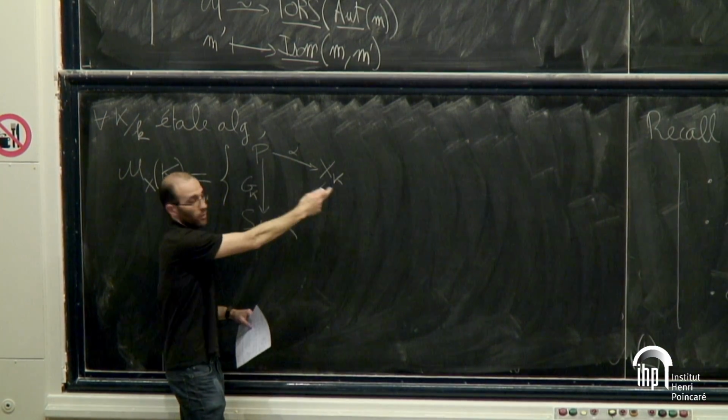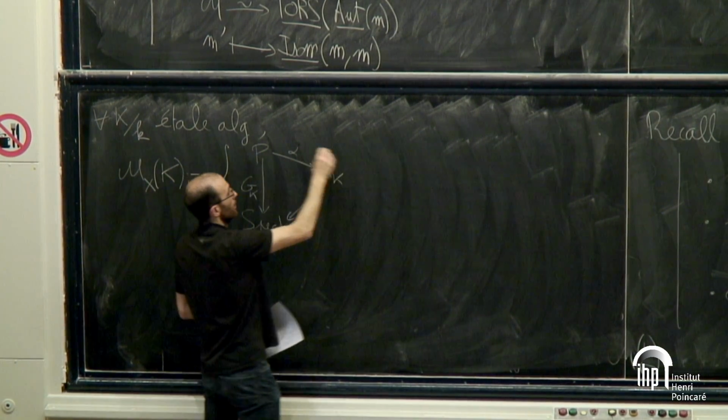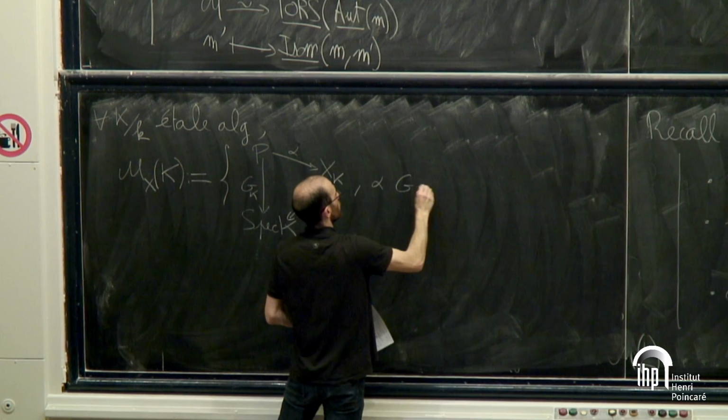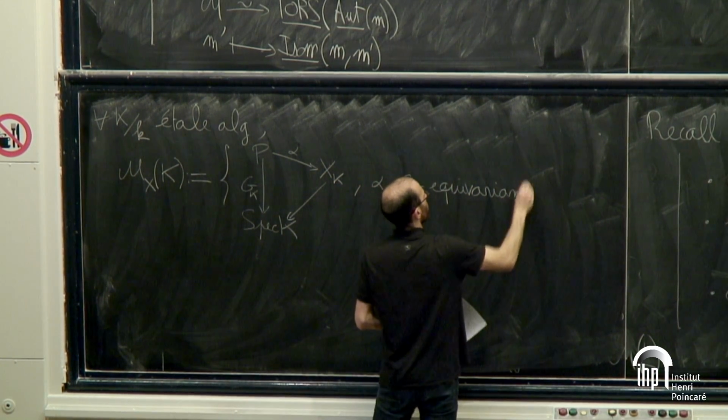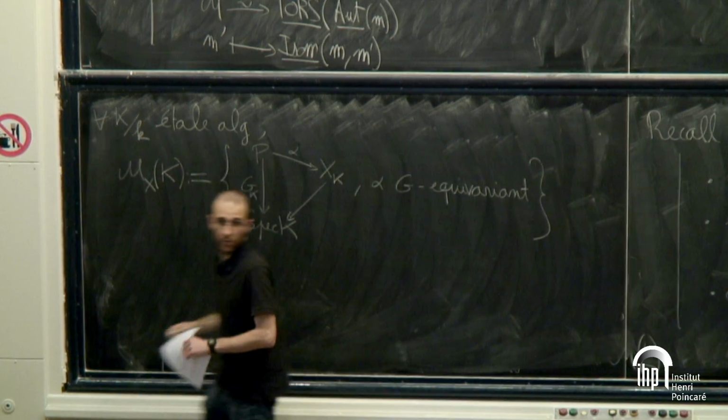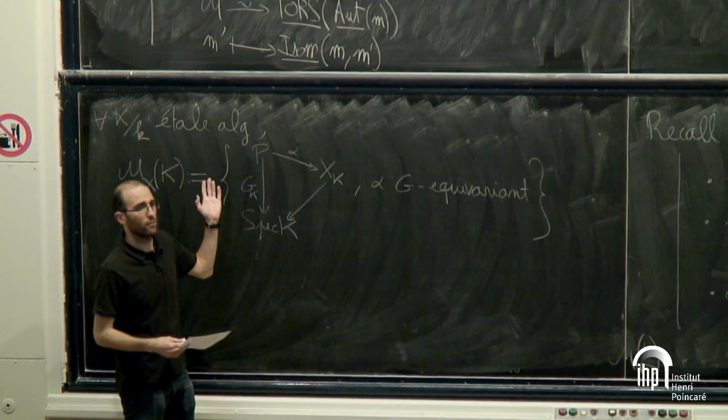This is a torsor, this is the homogeneous space of G, and you consider morphisms that are G-equivariant. This is a category with a natural notion of morphisms.